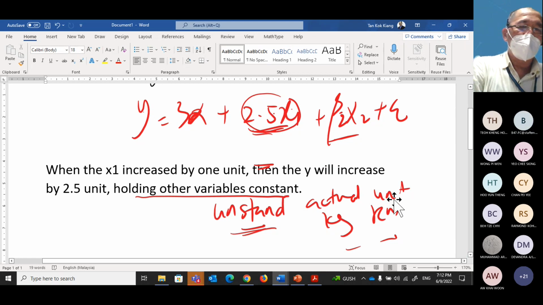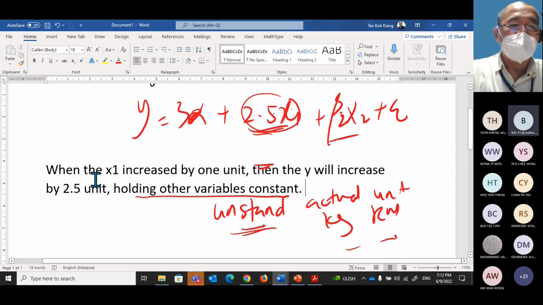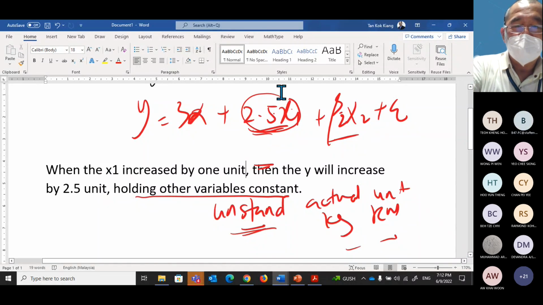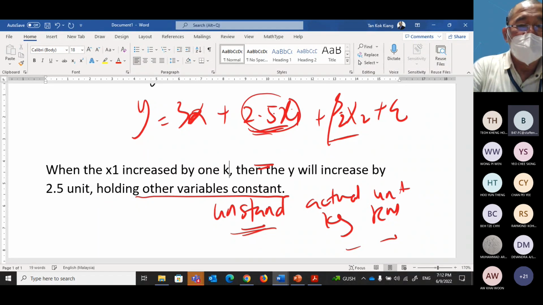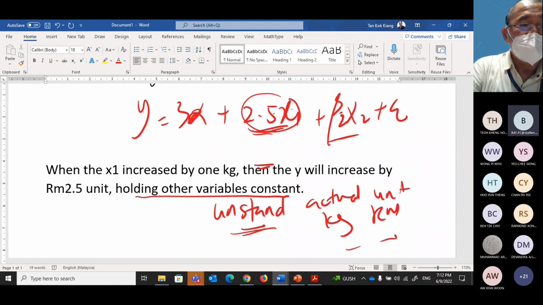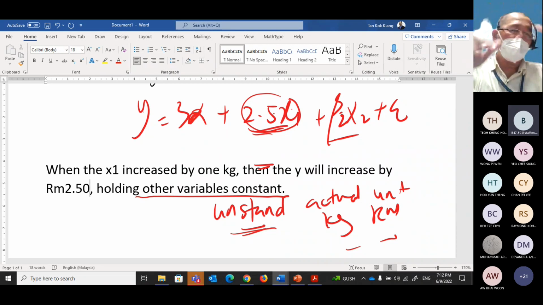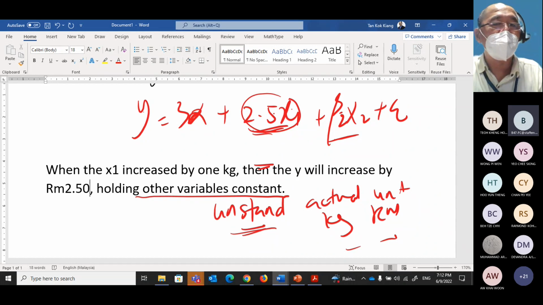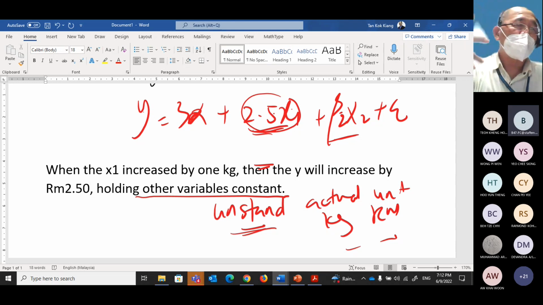Unstandardized here. Okay, let's say one example, 1 kilogram. Here is 2.5. Can you see? Something like that. This is standardized, this is unstandardized. We never use the standardized beta for the interpretation. Never. The unstandardized is only for us to compare the relative importance of the independent variable.